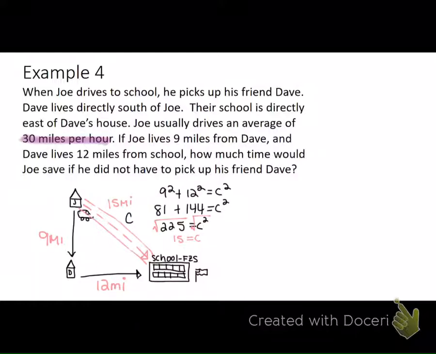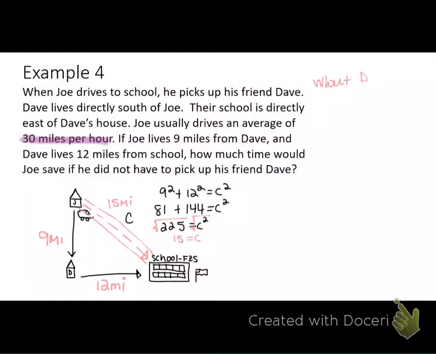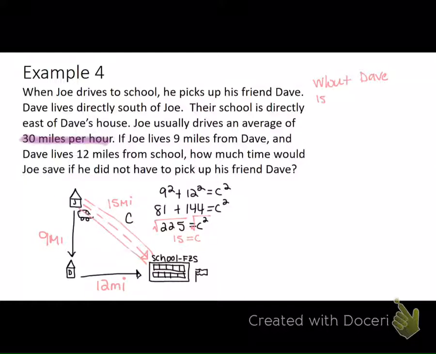Okay. So you have their distances. So we want to know how much time would be saved, not the distance that is saved, if Joe would just drive to school or if he has to pick up Dave. So without Dave, Joe has to travel 15 miles. He drives at a rate of 30 miles per hour, right? Is that what it says?